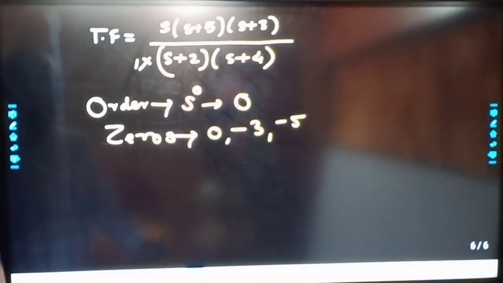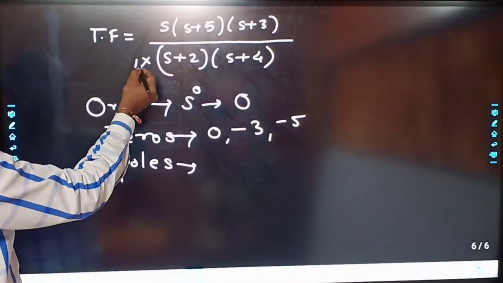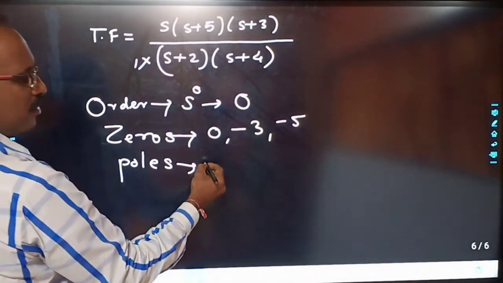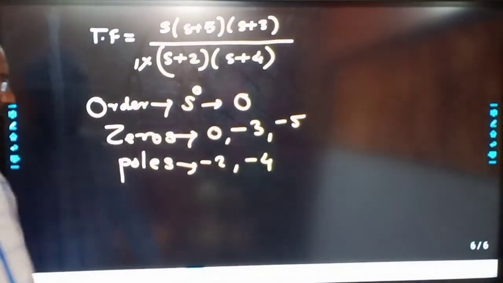Then what are the poles of the system? Very simple. Poles, here nothing is there. Here minus 2, then here minus 4. Now what if I write like this?